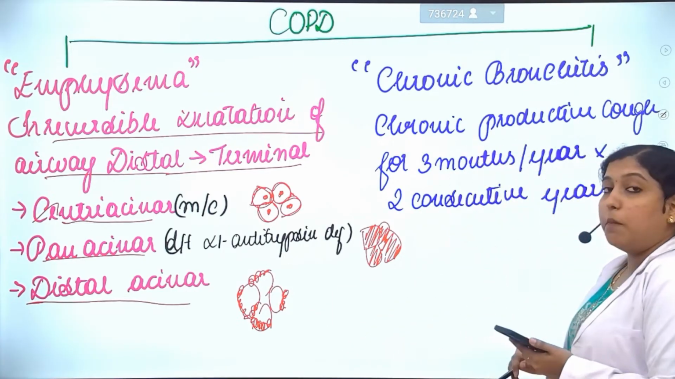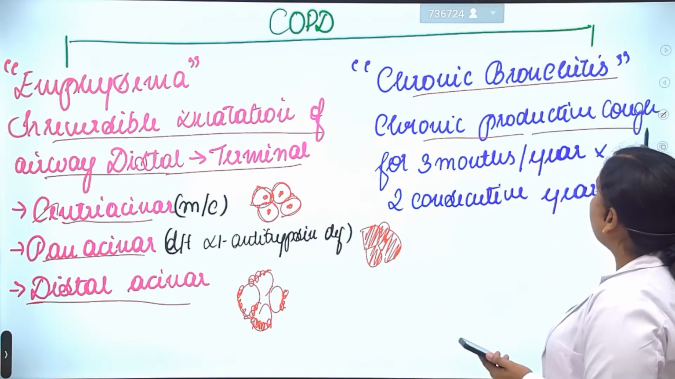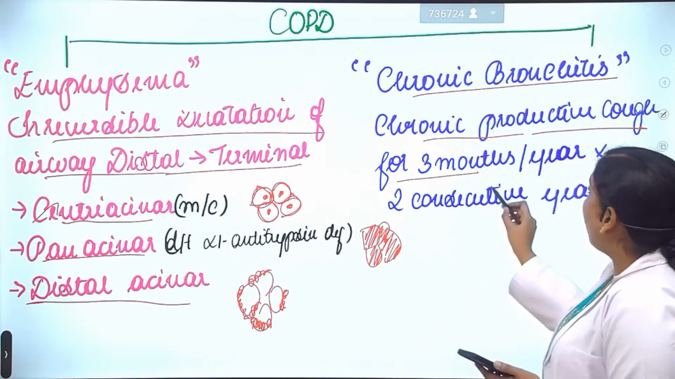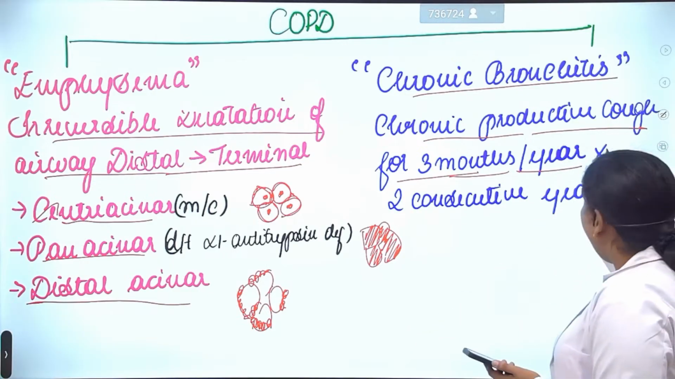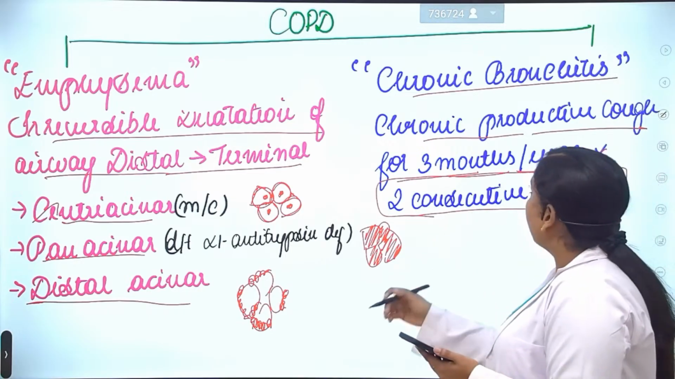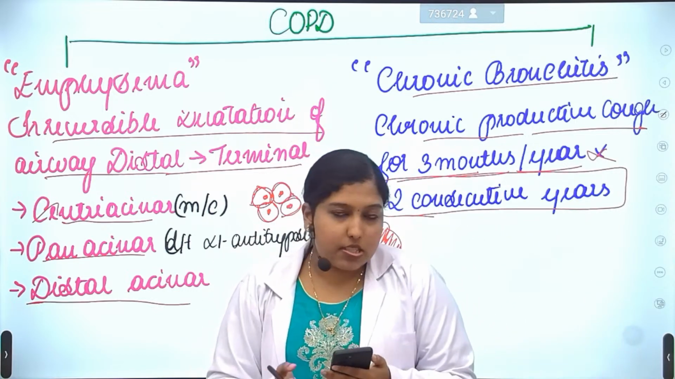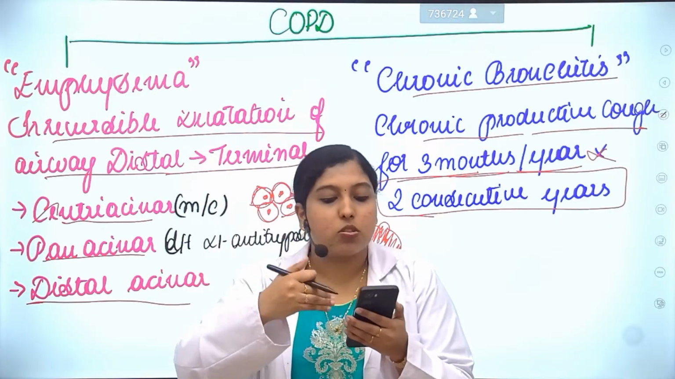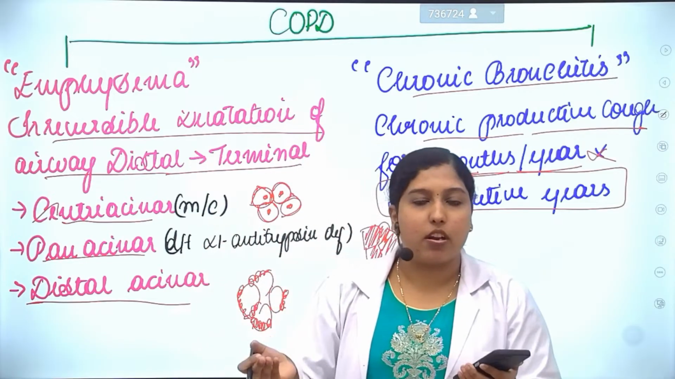Next we will come back to chronic bronchitis. So what is chronic bronchitis? The chronic production of cough with sputum for 3 months in a year, for 2 consecutive years, which means I have a chronic productive cough continuously for 3 months in a year. For the next consecutive 2 years also I am having this kind of symptoms, without any other conditions that I am trying to diagnose.